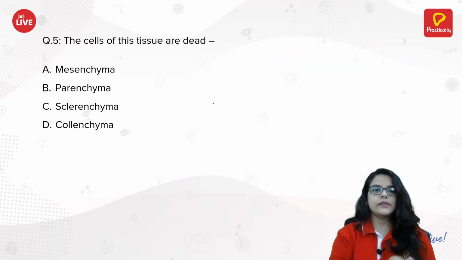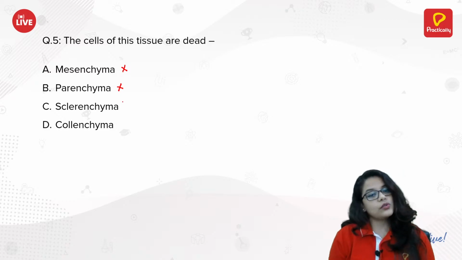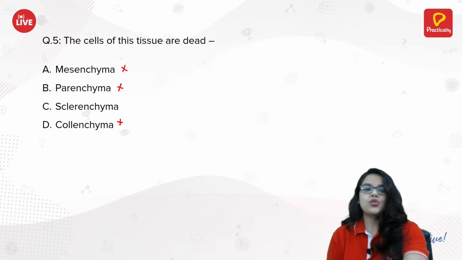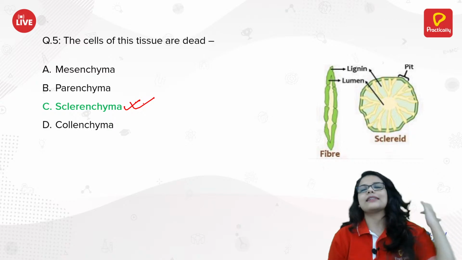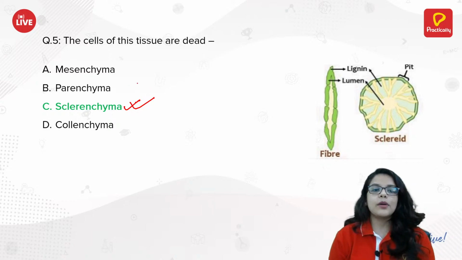Next, the cells of these tissues are dead. Okay, what is it? It's not mesenchyma, not parenchyma. Is it sclerenchyma? Maybe. It's not collenchyma. So, it is sclerenchyma. Now, why is it sclerenchyma? See, mesenchyma, parenchyma, collenchyma, they are all living tissues. Mostly parenchyma is a properly living tissue.